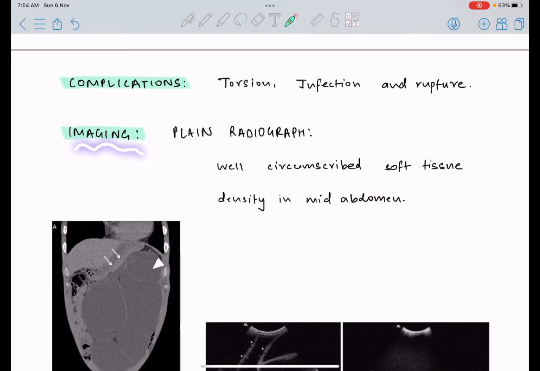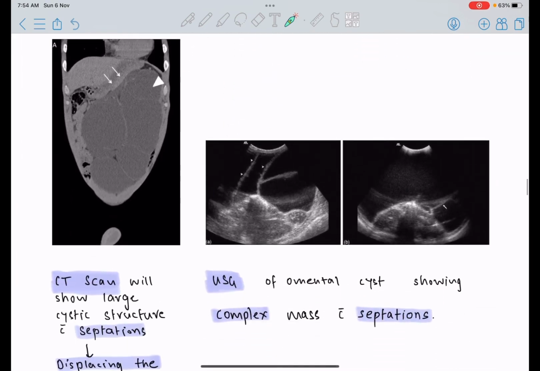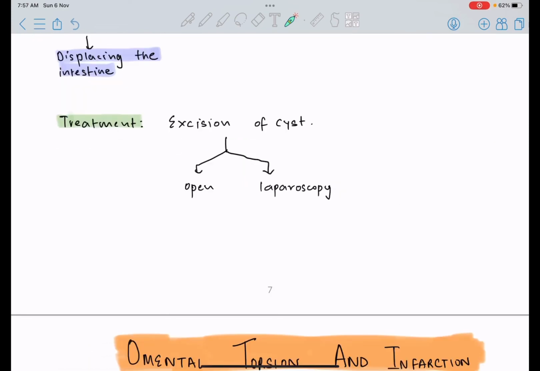Coming to imaging, a plain radiograph may show a well circumscribed soft tissue density in the mid abdomen. If a CT scan is done, it will show large cystic structures like this with internal septations like these. An USG may be suggestive of a complex cystic structure with septations. The treatment of omental cyst is excision of the cyst, and this excision can be done by an open method or via laparoscopy.